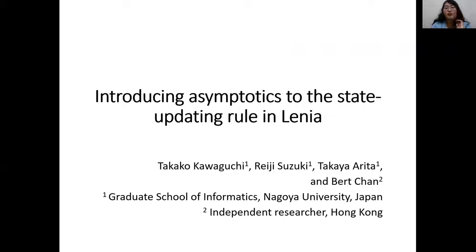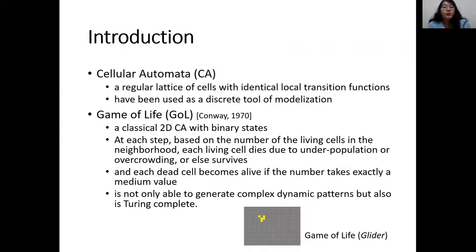As you know, cellular automata are composed of a regular lattice of cells with identical local transition functions and have been used as a discrete tool of modelization. Especially, Game of Life is a cross-cut 2D cellular automaton with binary states at each step based on the number of the living cells in the neighborhood.